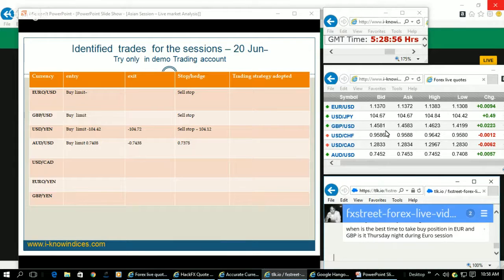So always keep in mind that the weekly permissible level is 350 pips in the case of Euro. They can gain up to 350 pips from the previous week close, Friday close, and 600 pips in the case of GBP. So they will try to make use of the potency in order to gain maximum levels.